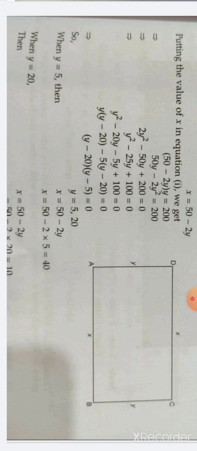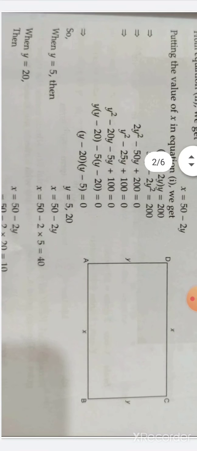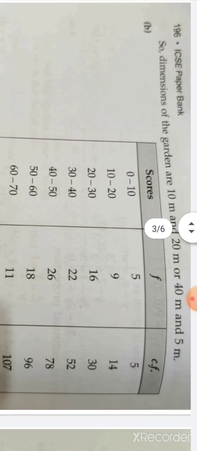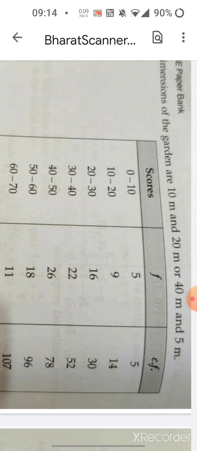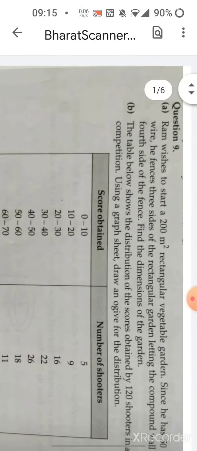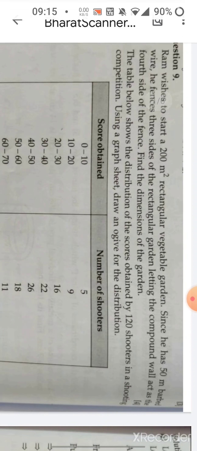So x value we can find out. First, if we substitute y is equal to 5, then 50 minus 2y, which is 50 minus 2 fives are 10, so we get 40. And if we substitute y is equal to 20, then x is equal to 50 minus 2 into 20, that is 50 minus 40, 10. So here we get the dimensions of the garden are 10 meter and 20 meter, or 40 meter and 5 meter. So we get our answer of question number 9, A part.